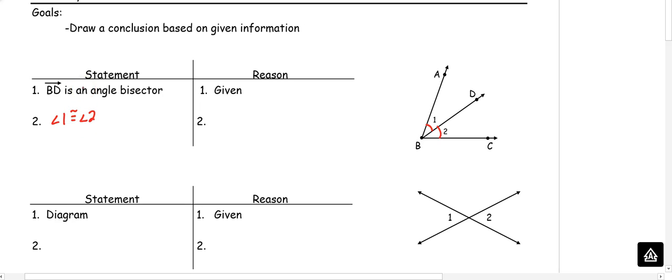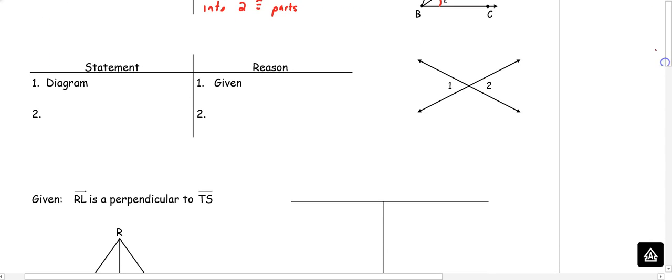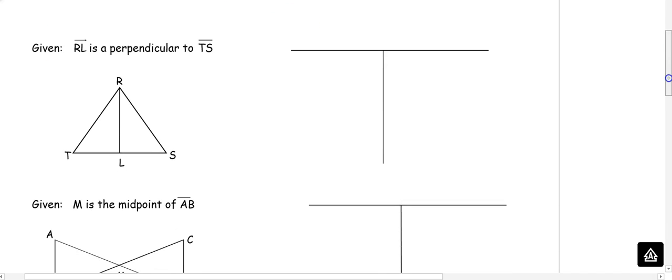And the reason is we have to explain what an angle bisector does. So we would say an angle bisector cuts an angle into two congruent parts. In the next one, we are given the diagram. So based on the diagram, we have to make some kind of conclusion. Well, we know that angle 1 and angle 2 are vertical angles and that vertical angles are congruent. So our statement would be angle 1 is congruent to angle 2. And then our reason is that vertical angles are congruent.